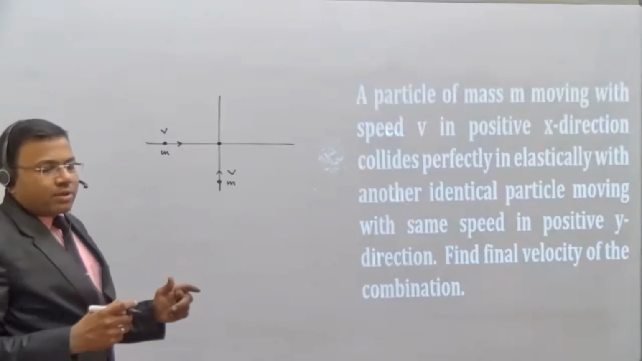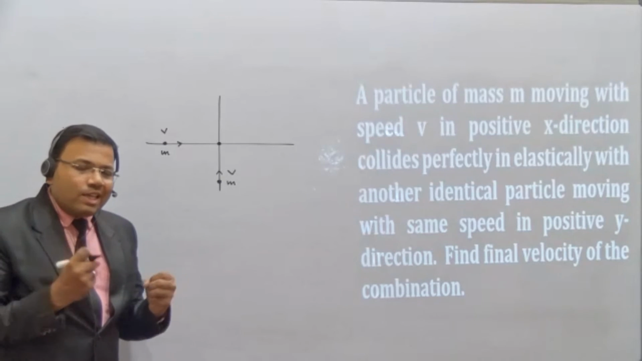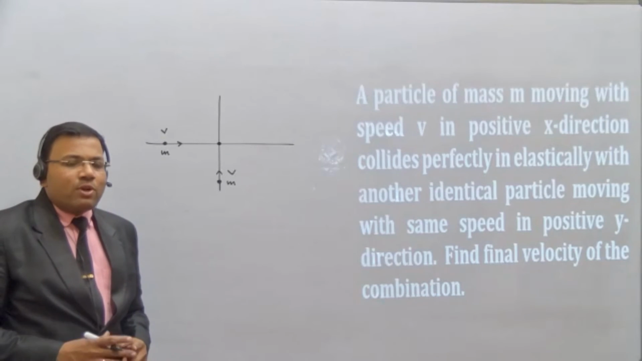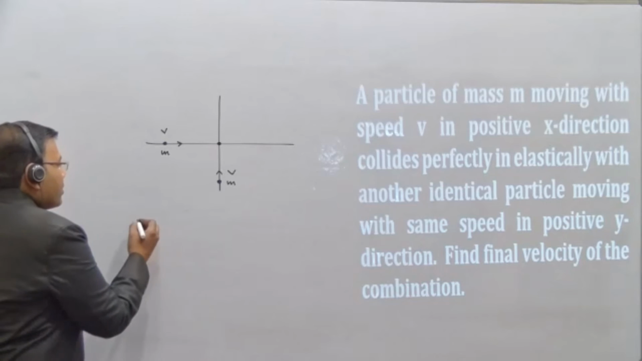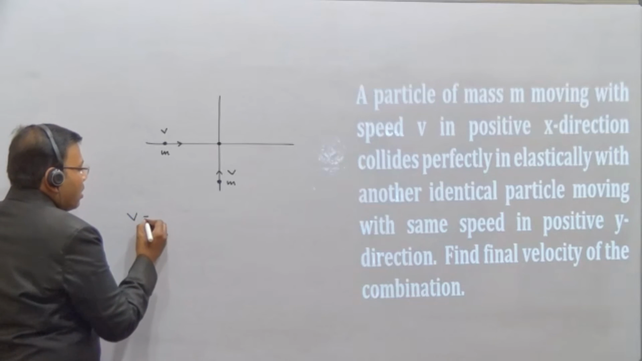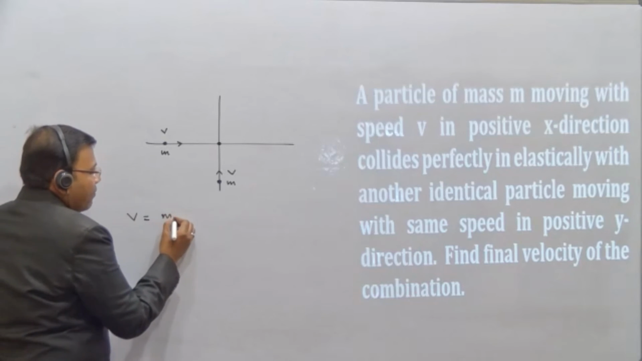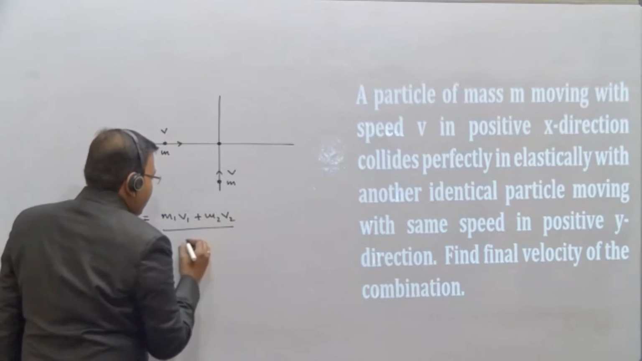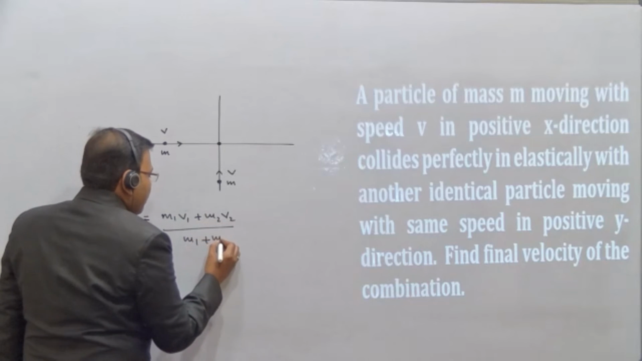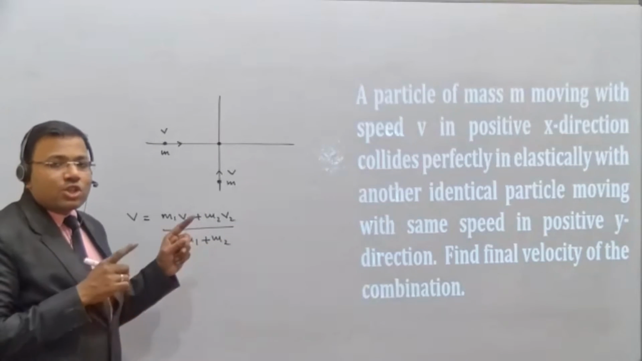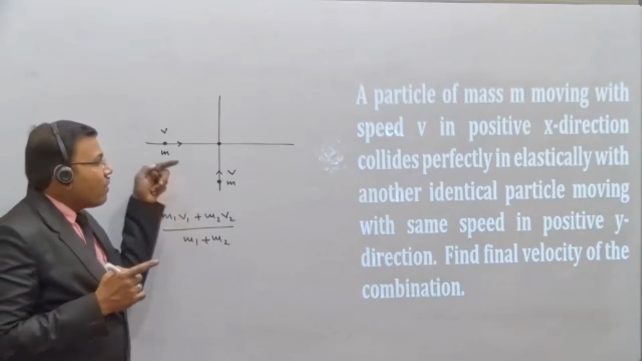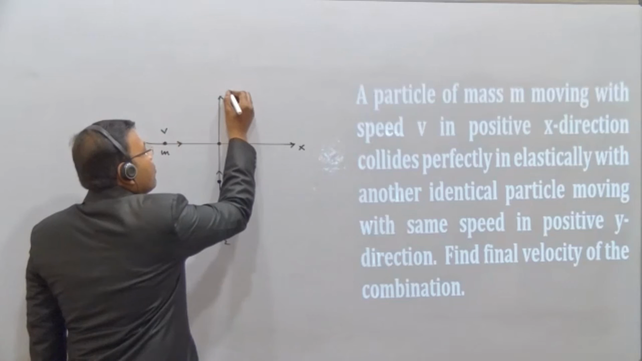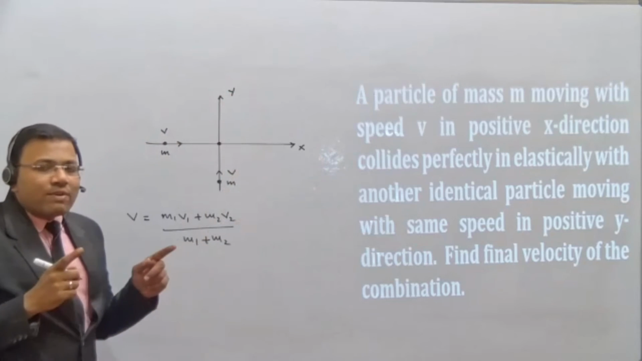When two objects have a perfectly inelastic collision and they move with the common velocity, what is the formula for the common velocity? Just now we have derived the common velocity v common is equal to m1 v1 plus m2 v2 by m1 plus m2. But here you can see the directions are not the same. One is towards the positive x-axis, and the other is towards the positive y-axis. They do not have the same direction.